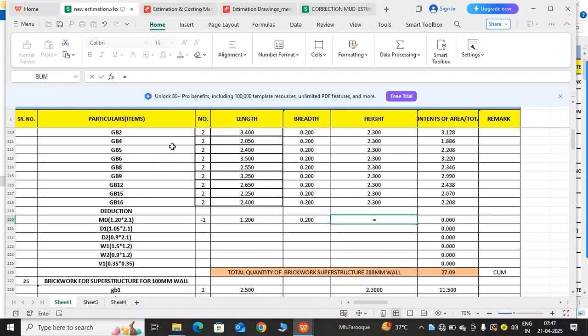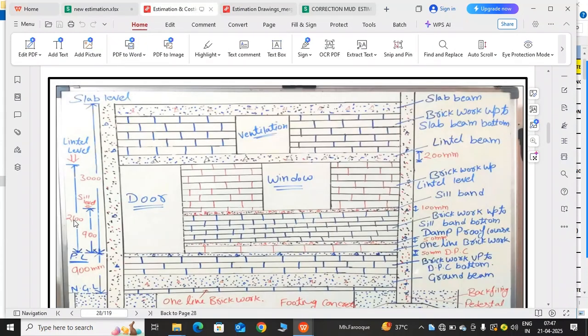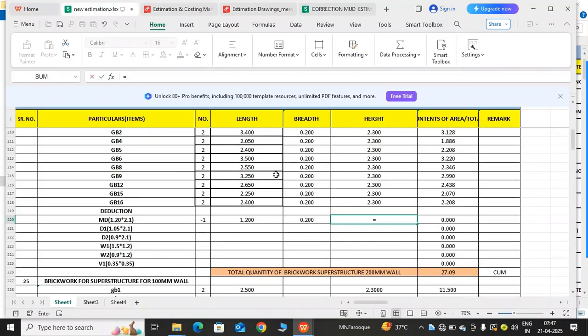We should subtract something from the 200 wall height. What is that? Look at this, engineers. 2.1 meter is written here and this is the height of the door. But we should subtract 100 wall, one line of brickwork, and 50 DPC. Keep in mind it. So I'm coming here. You can write 2.1 minus 0.100 minus 0.050. Understood? We should subtract it from 2.1 meter and enter. So this will be the height and it is the same for all doors and it is done.